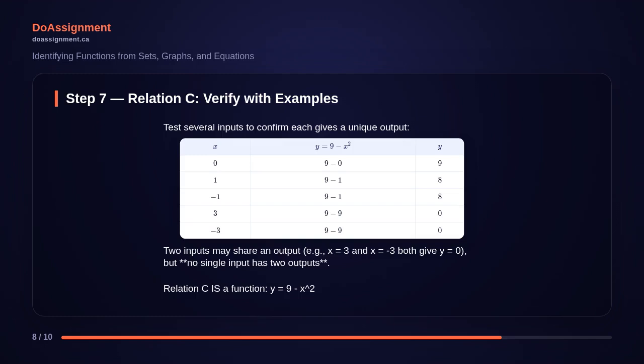Let's test several values. When x is 0, y equals 9. When x is 1 or -1, y equals 8. Two different inputs share the same output, but that is allowed. When x is 3 or -3, y equals 0. In every case, each x value produces exactly one y value. Therefore, y is a function of x, written as y equals 9 minus x squared.